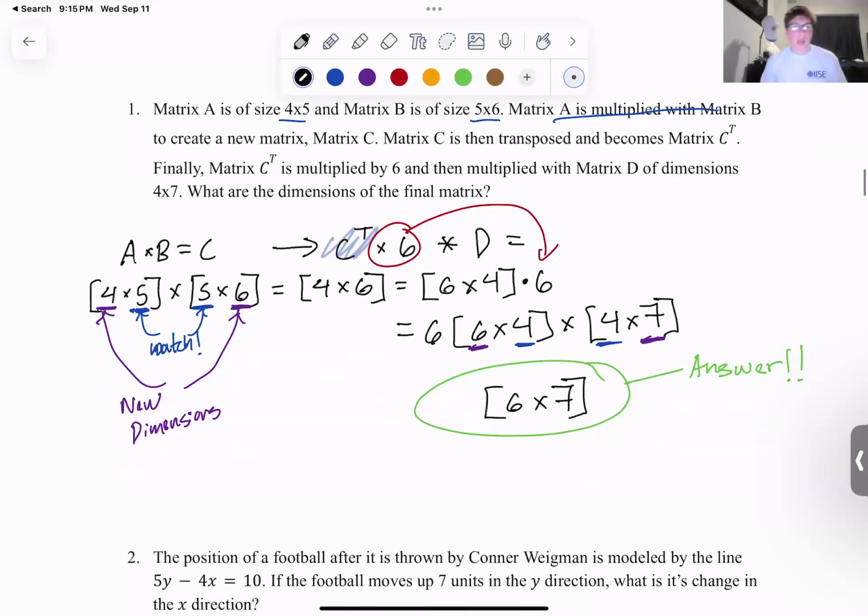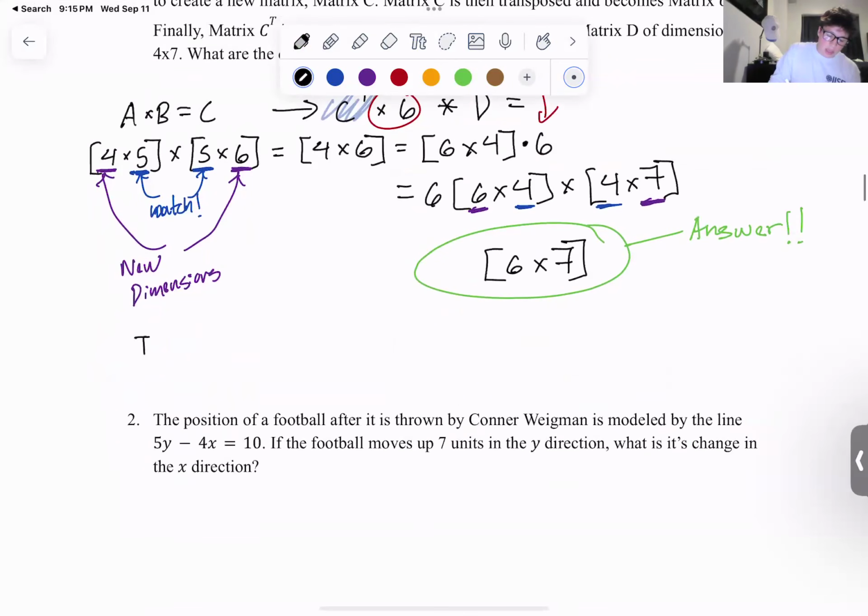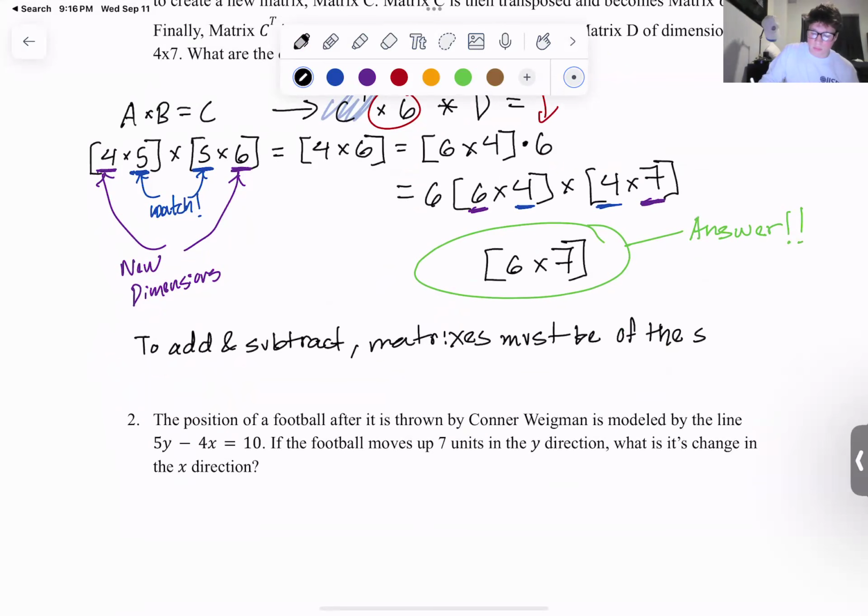Now, while we're on it, it's important to discuss some definitions. To add and subtract matrices, they must be of the same dimensions. Literally the same. And what that means is, if you're looking at it on your piece of paper, on your test, the shape has to be literally the same, like literally.